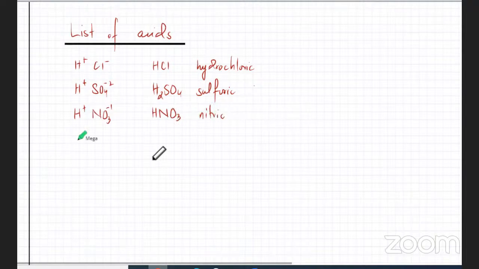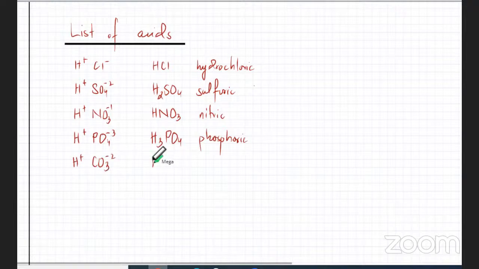Then similarly, H plus 1, combine it with PO4 minus 3, phosphate ion. This will become H3PO4. If you do crisscross, that's your phosphoric acid. H plus 1, combine it with CO3 minus 2. Then that becomes, crisscross, H2CO3. So that's your carbonic acid.